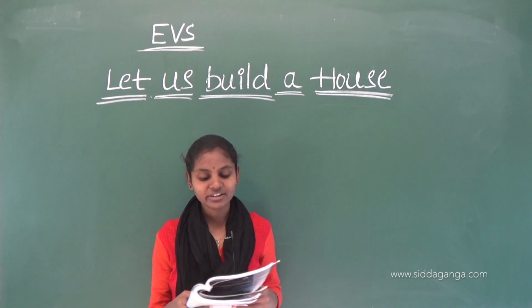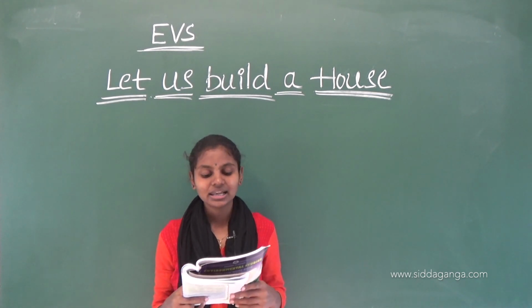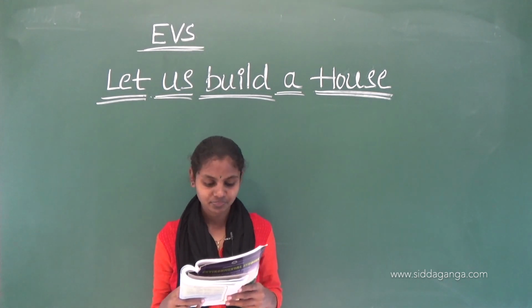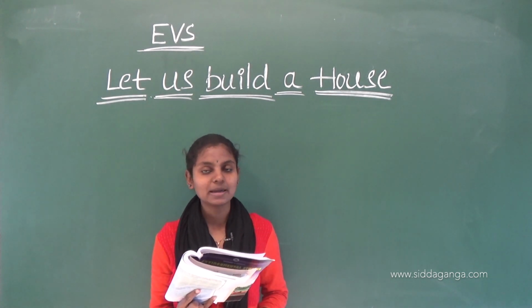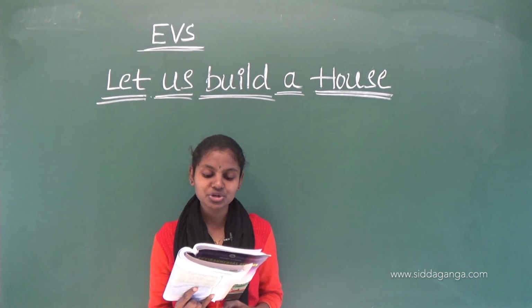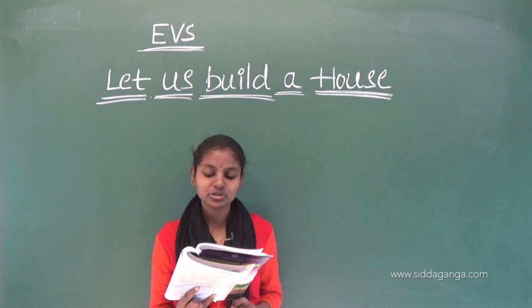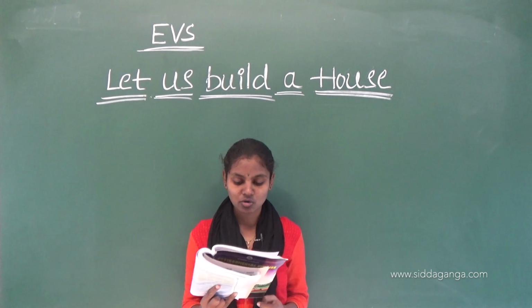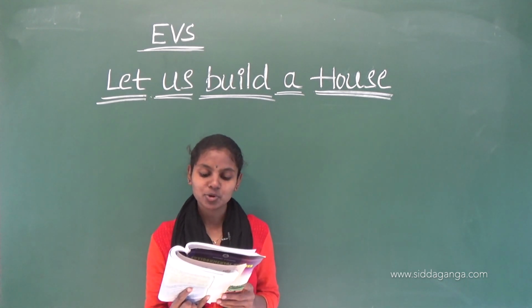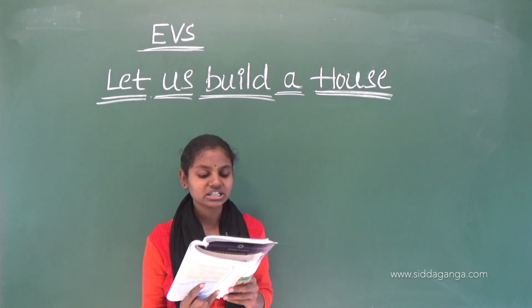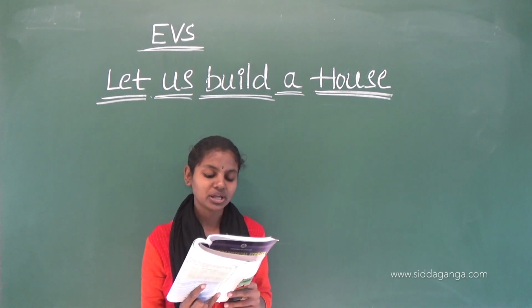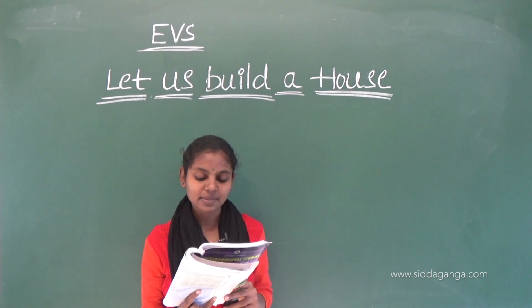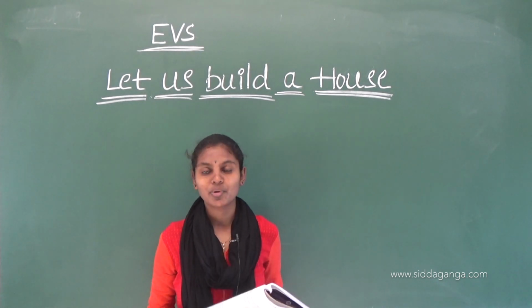Open page number 75. Lesson 8. Let us build a house. After studying this lesson, you identify the different types of houses, get introduced to the different materials used for the construction of the house. You know about your house. You have seen different types of houses in your locality. Some of them are shown below. Identify them and write their names in the space provided.